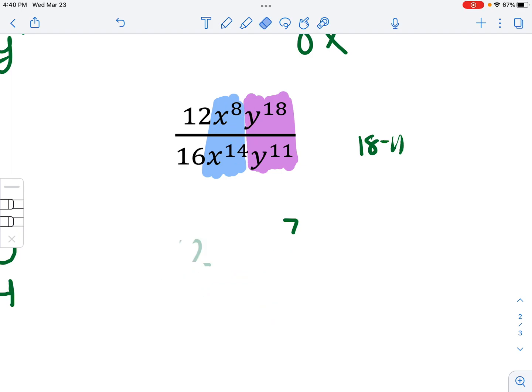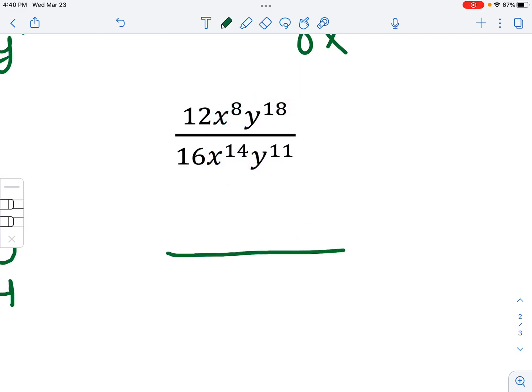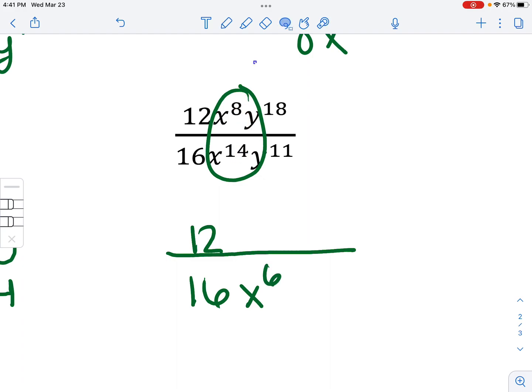All right, so let's do that one more time, just real fast. I've got these exponents, double letters, 12 and 16 out in front. Would I rather do 8 minus 14 or 14 minus 8? 14 minus 8. Where's the 14? Downstairs. So where's your x going to end up? Downstairs. To what power? Whatever 14 minus 8 is, 6. Would I rather do 18 minus 11 or 11 minus 18? 18 minus 11. 18's on top. The y is going to end up on top to whatever the subtracted power is. 18 minus 11 is 7.